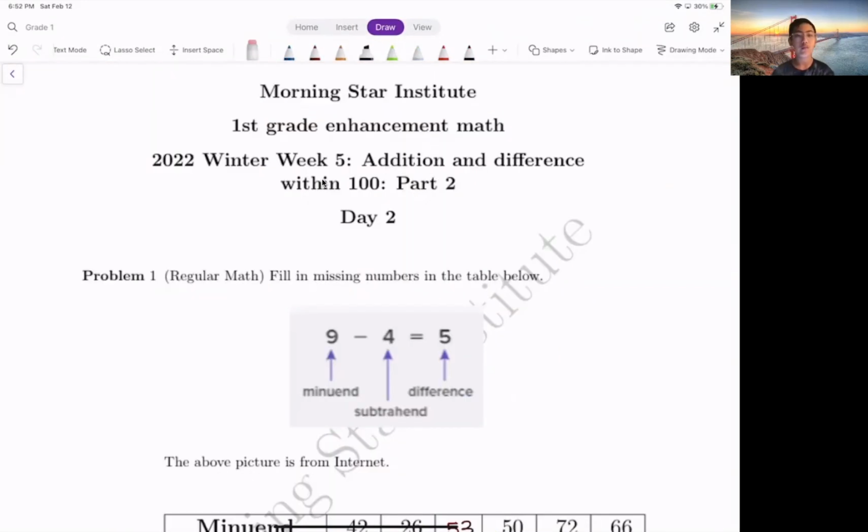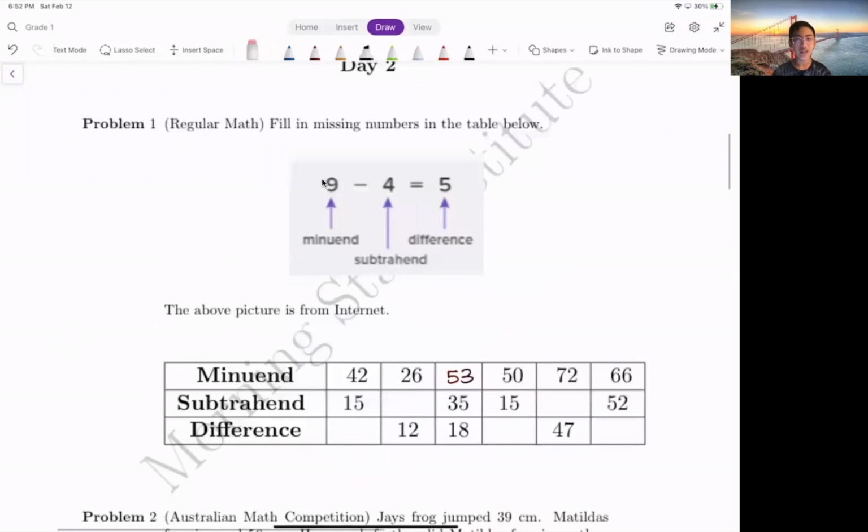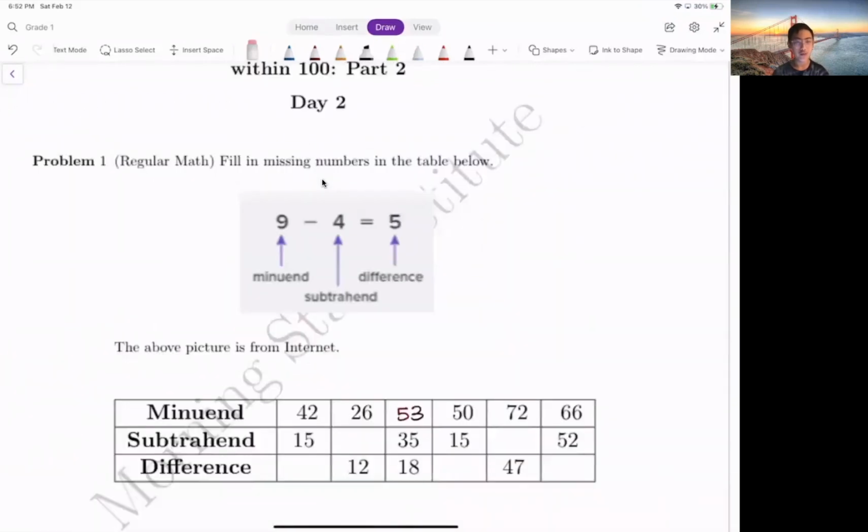Week 5, day 2, problem 1. Fill in the missing numbers in the table below. So let's look at this picture first. We have the minuend, which is 9, the subtrahend, which is 4, and the difference, which is 5.